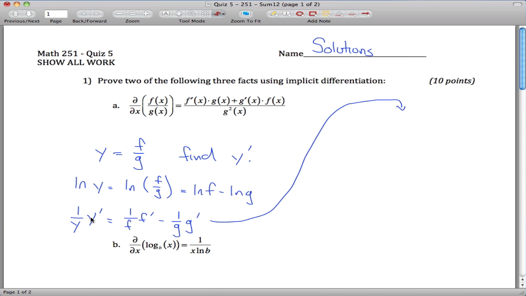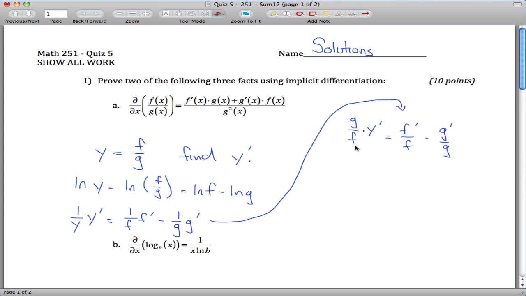And this is good. I want to find y prime. I have just one y prime in here, so I can multiply both sides of the equation by y. Actually, maybe before I do that, I'll note that y is equal to f over g. So 1 over y is g over f. And that's equal to f prime over f minus g prime over g. So really all I did is I substituted. I said y equals f over g, so 1 over y is g over f. So I changed this to a g over f right here.